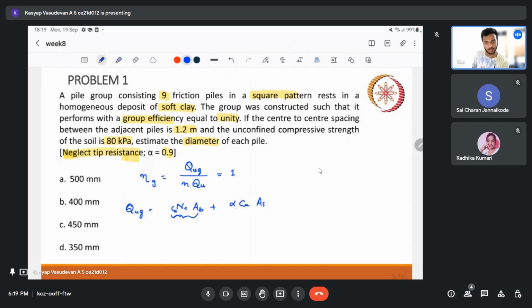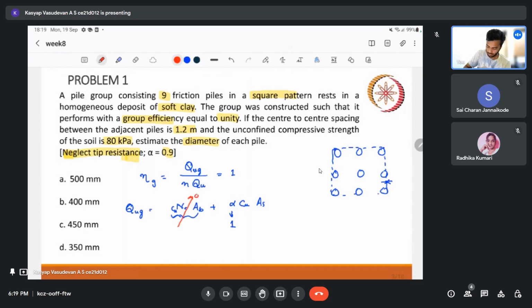But if you remember, we had discussed last time that alpha will be 1 in the case of group capacity, because when we are taking this block failure, in plan it will look like this. The failure surface will look like this, and the interface of the failure surface is between clay and clay, so our adhesion will become 1. That is one thing in the case of the group. The question also mentions to neglect the tip resistance, so this is not our interest.